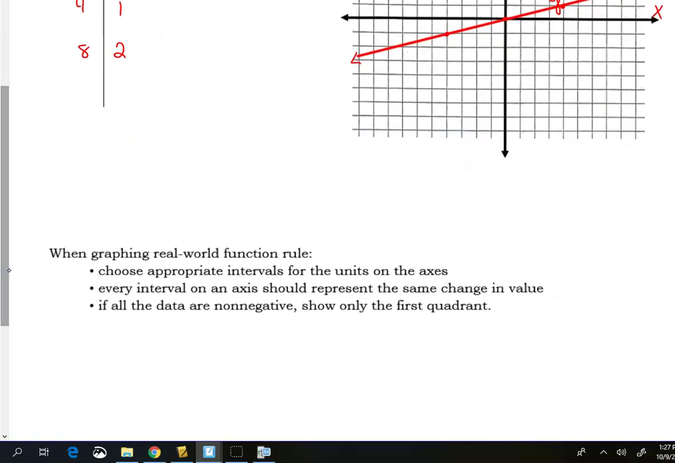Now, when graphing real-world function rules, make sure you choose appropriate intervals for the units on the axes. So you might not be counting by ones all the time. You might have to count by hundreds or even thousands. Every interval on the axis should represent the same change in value. So each line on the grid is going to count for the same amount. And if all the data are not negative, we're only going to show the first quadrant. So for example, if I was talking about how many hours I worked and how much money I'm making, I'm not going to show all 4 quadrants because I'm only talking about positive numbers.